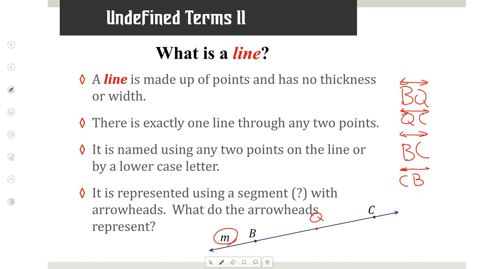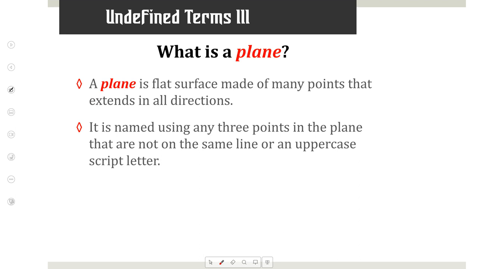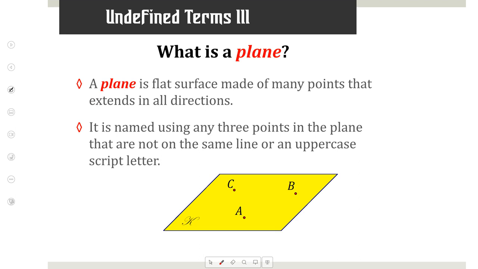0 dimensions to 1 dimension, stretched it. Then we take that line and we stretch it in the other direction to get 2 dimensions. That gives us something called a plane. Not plane like aeroplane, plane like a big flat surface plane. It looks like that. Think of a plane as an infinitely big piece of paper. That yellow thing is not an infinitely big piece of paper, it's just a representation of an infinitely big piece of paper. You can think of the iPad you're writing on as an infinitely big piece of paper.